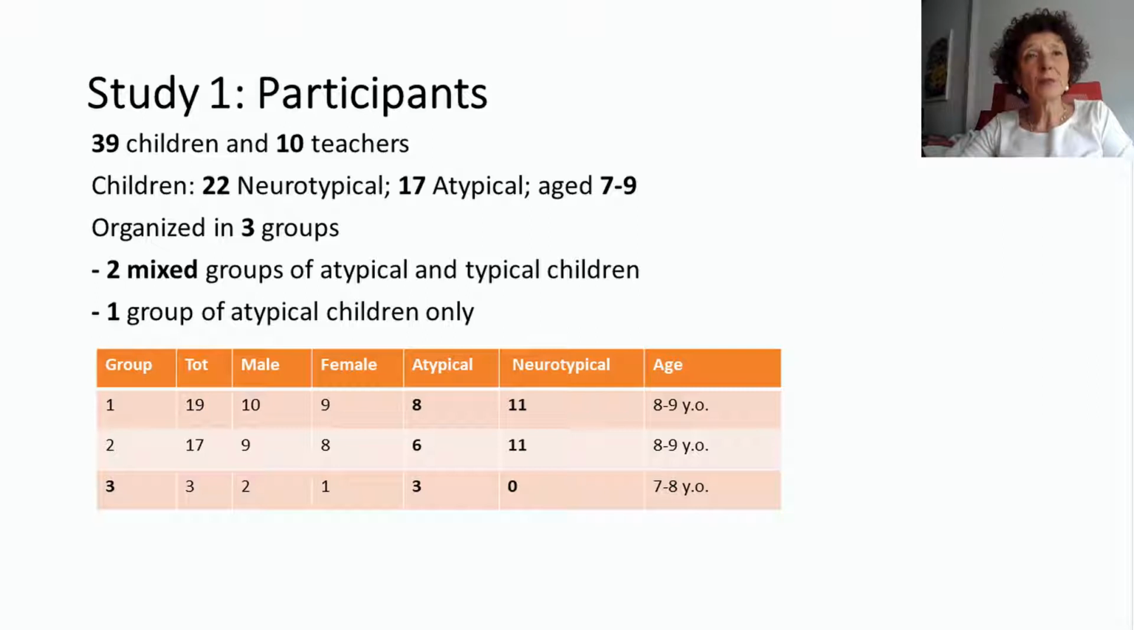The participants in the first study included 39 children aged from 7 to 9 and 10 teachers. 22 children were neurotypical and 17 atypical. 21 were male and 18 female. We organized them in 3 groups. 2 were mixed groups, one composed of 11 typical children and 8 atypical children, and the other composed of 11 typical children and 6 atypical children. The third group was composed of 6 atypical children only.